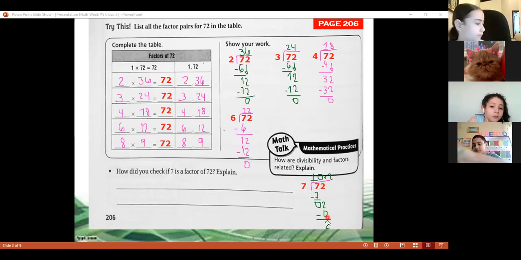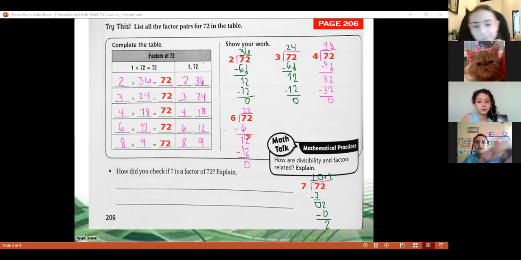The remainder is 2. So remember, a number is divisible by another number and it can be a factor if the remainder is 0. Like in this case, look here, the divisions. We have to copy the 7. Yes, you can copy the division.